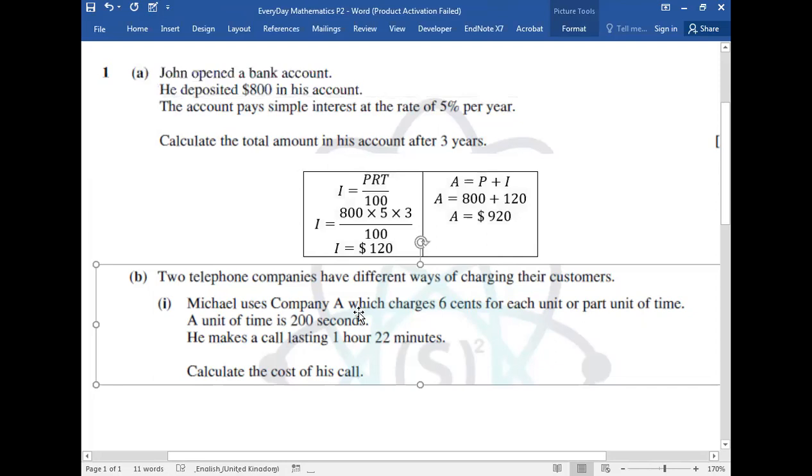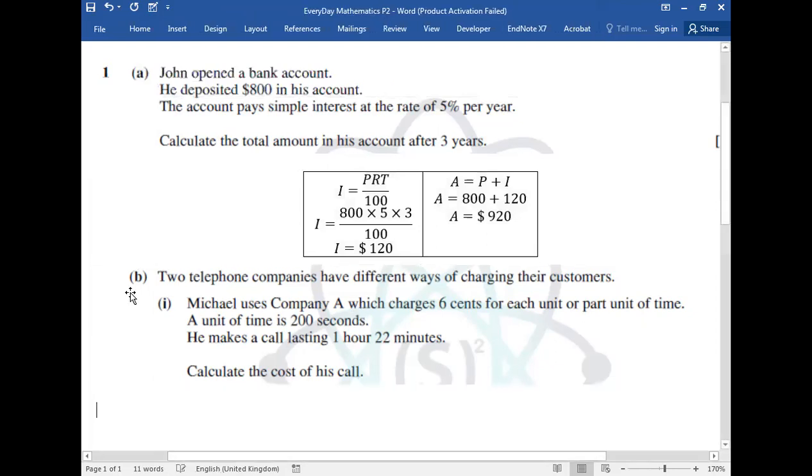Two telephone companies have different ways of charging their customers. Remember, now this statement is for B. For the entire part B, this statement will be valid. The first part says Michael uses company A, which charges 6 cents for each unit or part unit of time. A unit of time is 200 seconds. What does that mean? Understand this. How do they charge this?